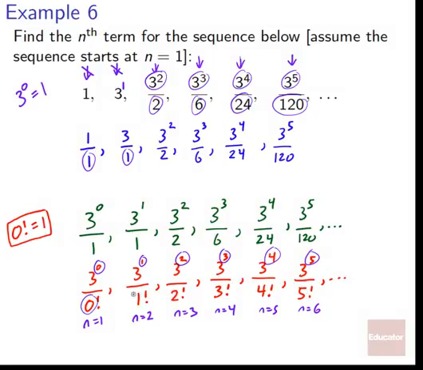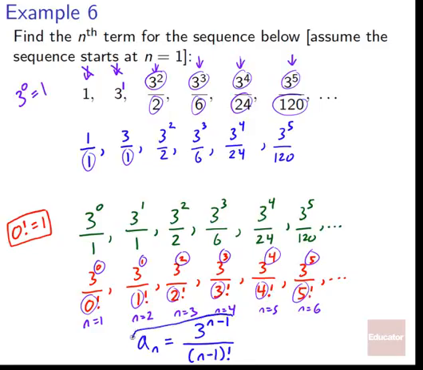Similarly, the 0 factorial, 1 factorial, 2 factorial, 3 factorial, 4 factorial, 5 factorial, it's always the number of the location minus 1 to get to the number in the factorial, right? In the third location at n equals 3, it's a 2 factorial, 3 minus 1. In the sixth location, it's a 5 factorial, 6 minus 1. So we see that they're both based off of this n minus 1 business. So that means we can finally set our a_n equals 3 to the n minus 1 over n minus 1 quantity factorial.